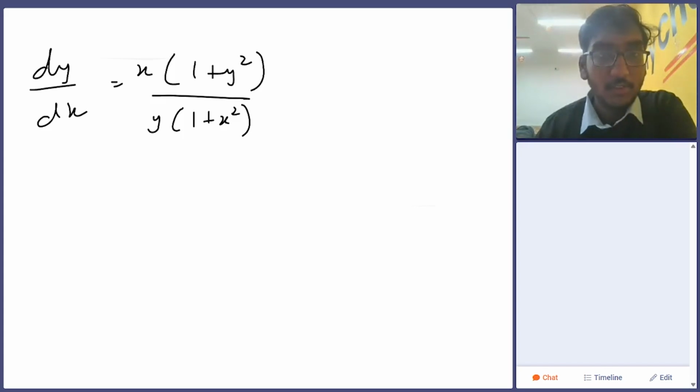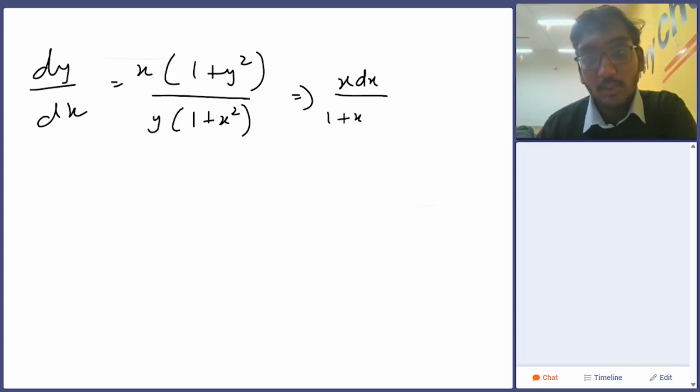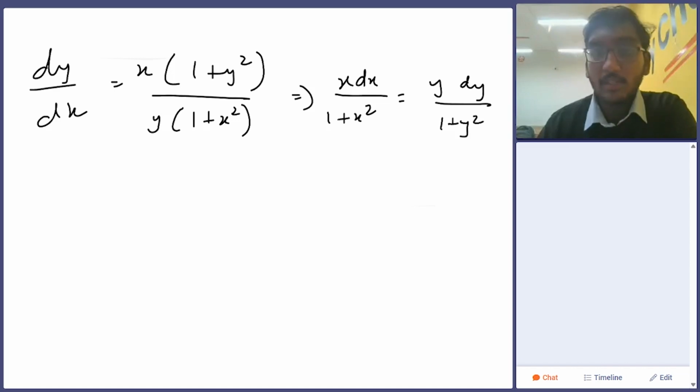When you separate the variables, what will be the case? It will be x dx divided by 1 plus x square equal to y dy divided by 1 plus y square. Okay, this is what we'll be landing in. Now we multiply on both sides by 2 and integrate it. What will we be getting?